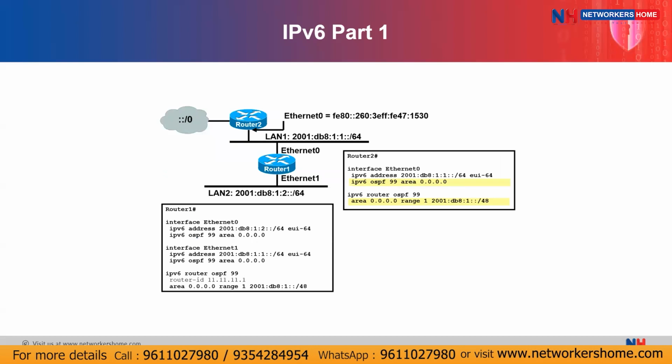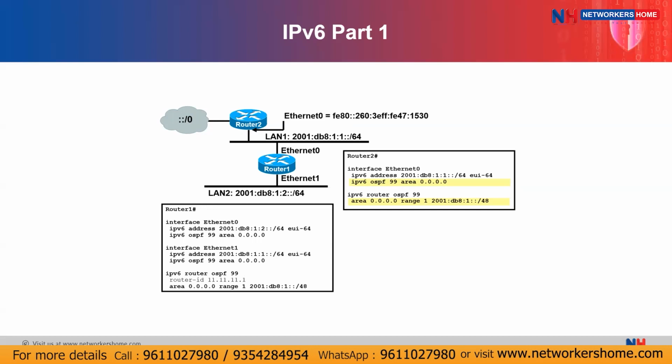And the enable part is very simple. After assigning IPv6 addresses, IPv6 ospf, what process ID we want to choose, and the area number we want to use. Instead of 0.0.0.0, automatically you can see 0. And if you want to provide a router ID, then we have the syntax in global configuration mode.